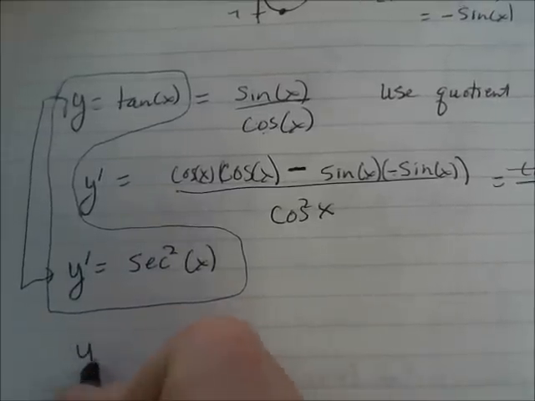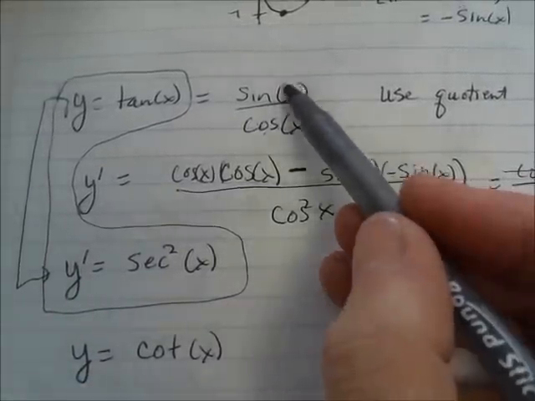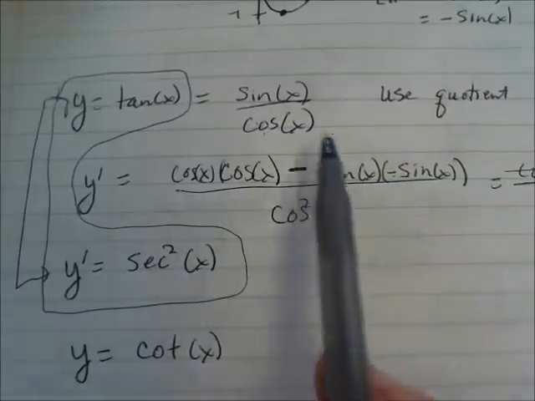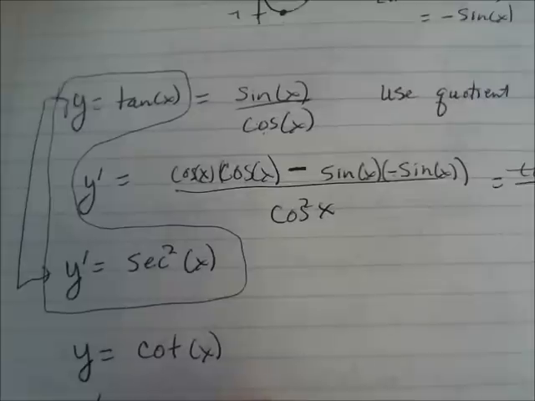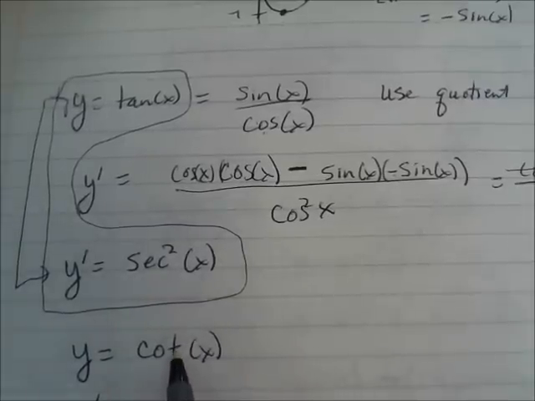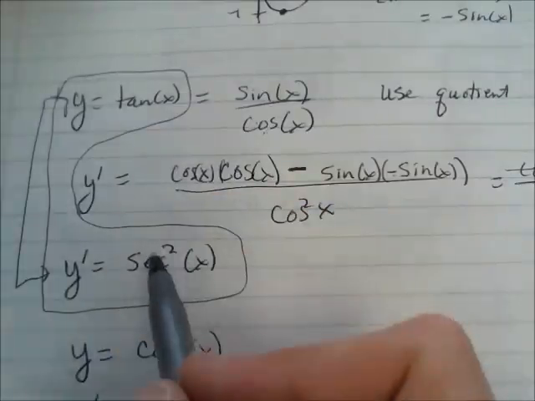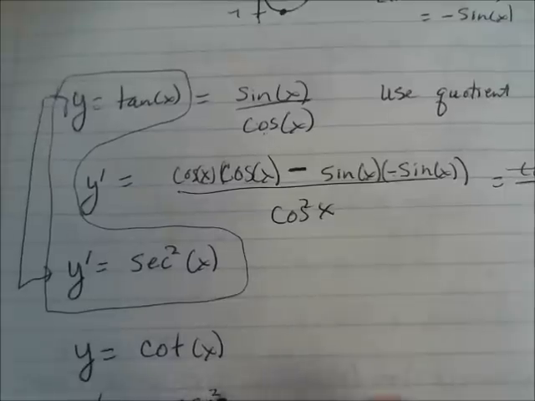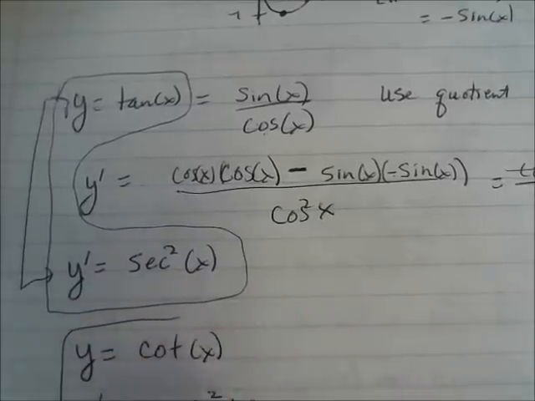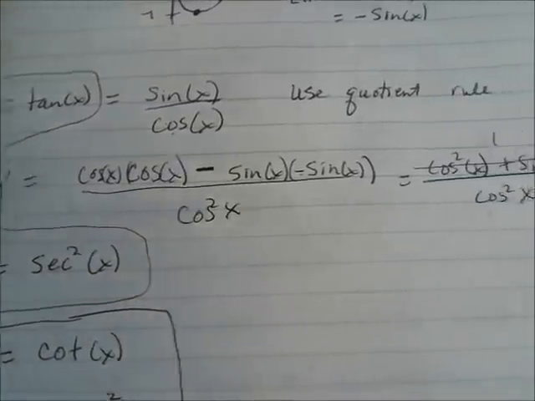If y is equal to, let's say, the cotangent of x, well, the cotangent is cosine over sine, and you could use the quotient rule in the same way and figure all this out. But the derivative of the cotangent is actually negative, and since the tangent's derivative is secant squared, the cotangent's derivative is negative the cosecant squared of x. So there's your fourth trig derivative that you need.